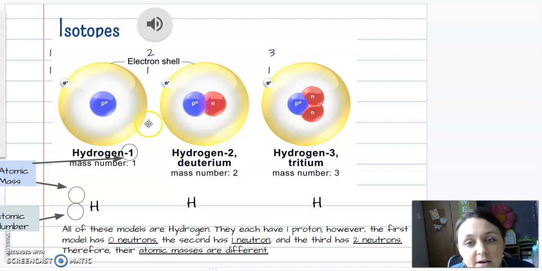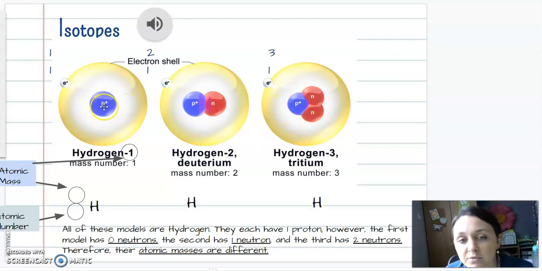Now we notice something else. Electrons stayed the same. So our atom is still neutral. Our positive protons and our negative electrons are equal in each one of these. So if protons didn't change and electrons didn't change, what did change? You'll notice that our neutrons changed. We had none here, 1 here, and 2 here. So all 3 are hydrogen, but they are all isotopes of hydrogen. What that means is all 3 of them are hydrogen. They've all got 1 proton, but they've all got different atomic masses.